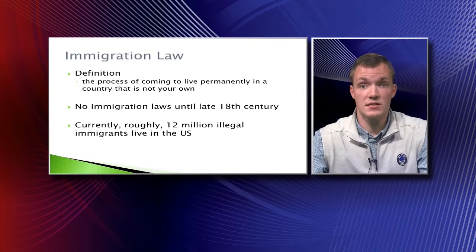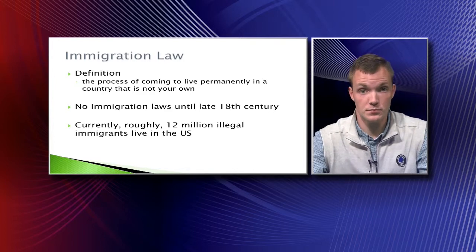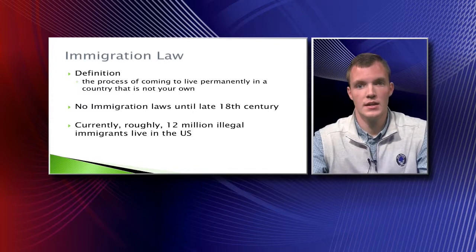Until the late 18th century, there were no immigration laws in the United States. Until 1790, when the first act was passed, titled the Naturalization Act of 1790. This act provided the first rules to be followed by the United States in the granting of national citizenship. This law also limited naturalization to immigrants who were so-called free white persons and of good character.